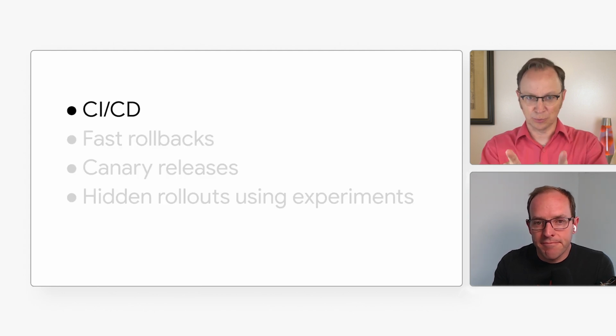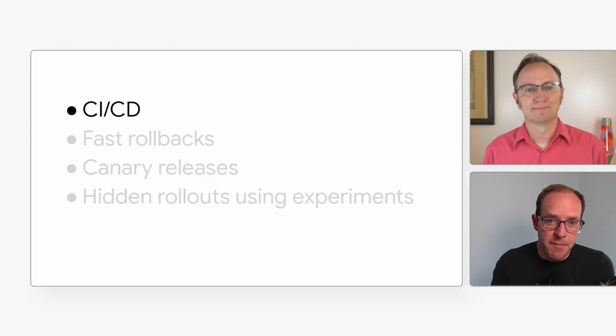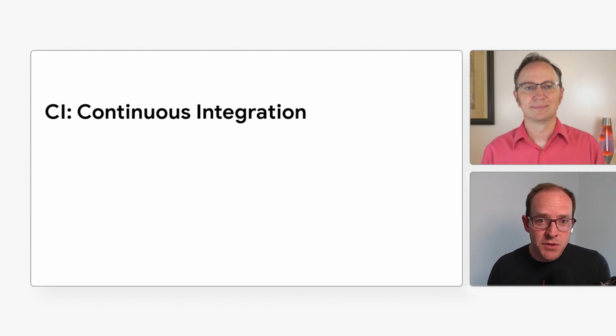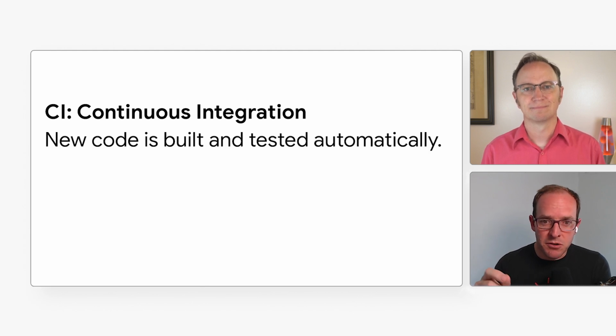CI/CD is the first one in your list. That's right. First, you should set up CI/CD. If you're currently deploying your code manually, automate that process. It will make your deployments more reliable and repeatable. And CI/CD stands for continuous integration and continuous deployment? That's right. Continuous integration means that newly submitted code is automatically built or compiled and then tested. That helps uncover bugs sooner.